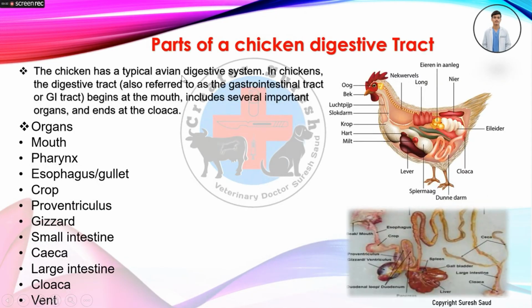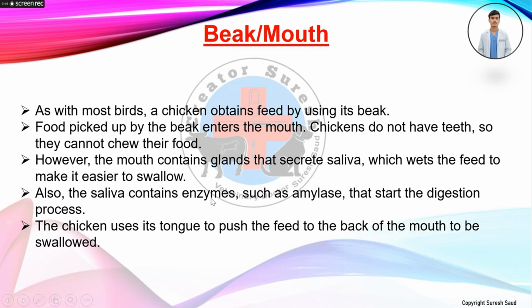Parts of a chicken digestive tract. The chicken has a typical avian digestive system. In chickens, the digestive tract, also referred to as the gastrointestinal tract or GI tract, begins at the mouth, includes several important organs, and ends at the cloaca. Organs: mouth, pharynx, esophagus, gullet, crop, proventriculus, gizzard, small intestine, ceca, large intestine, cloaca, vent, beak.